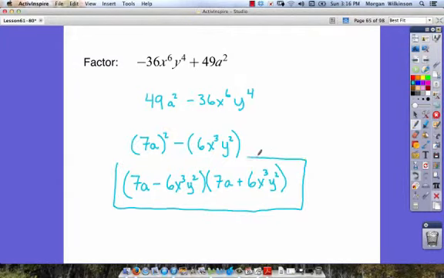The key to these problems is recognizing when you have two squares or difference of two squares with addition and subtraction. Then you can go ahead and find their square roots and write them as two binomials, one negative, one positive. We've got a type of probability problem in this lesson as well.